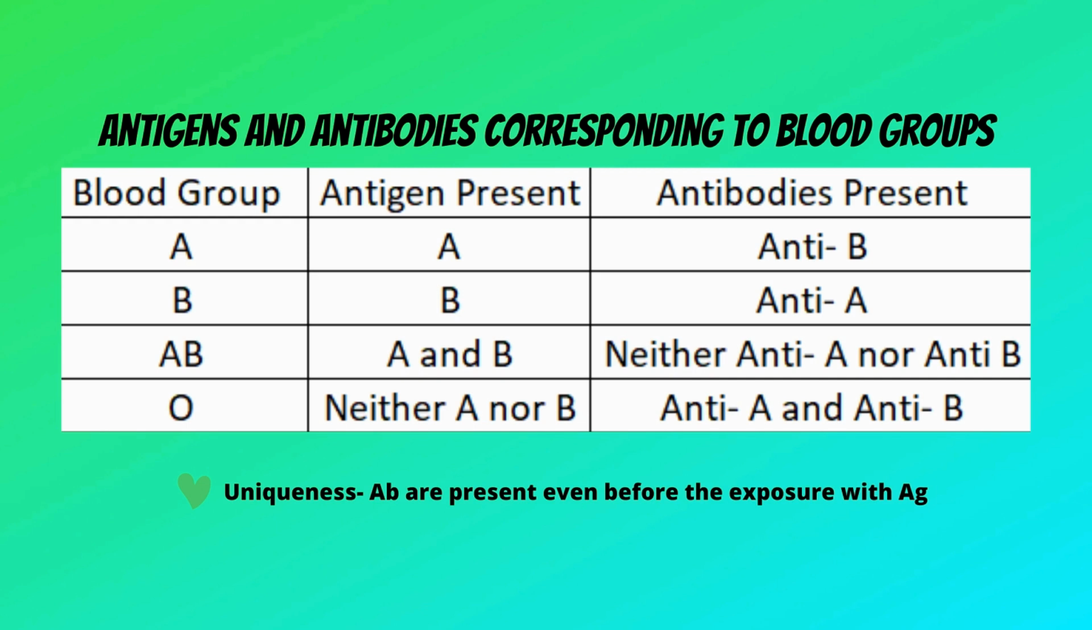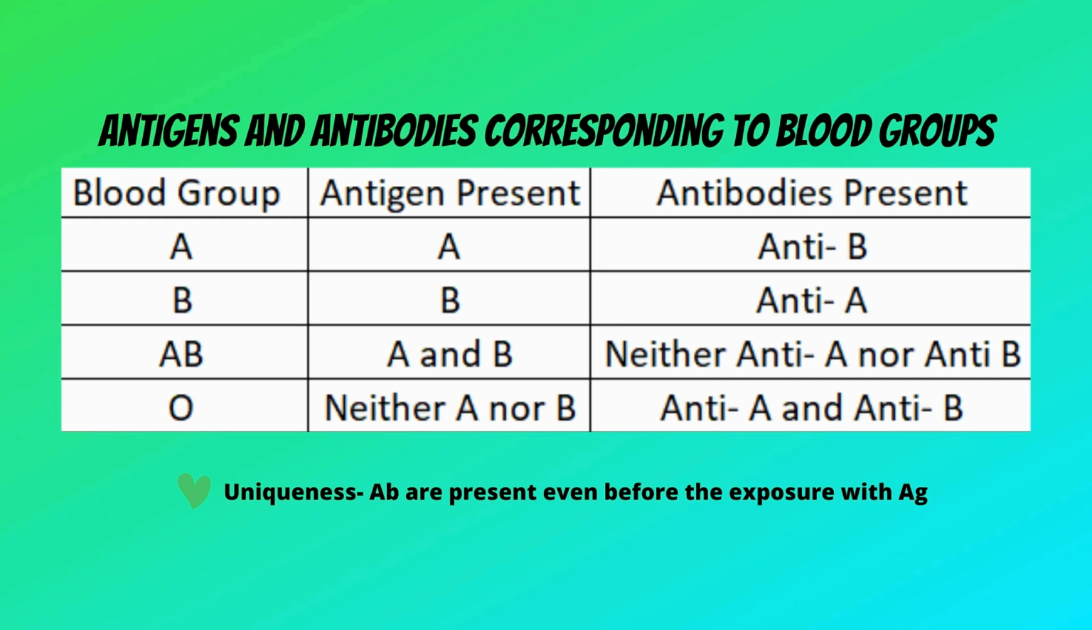In blood group A, we have the antigen A and antibodies of B. That is, in blood group A, since we do not have the B antigen, we have its antibodies. So in case there is a mixture of blood B in blood group A, then the antibodies present in the blood group A will agglutinate the B red blood cells. Similarly, in blood group B, we have the B antigen and anti-A antibodies.